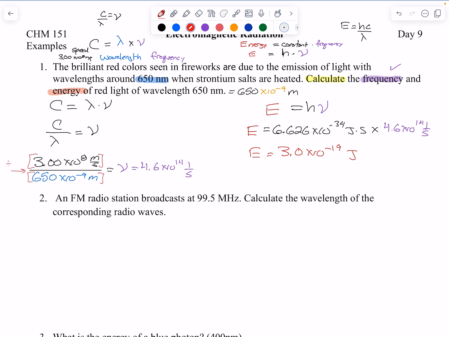I can be lazy with the calculator. I don't know if you can be or not. My calculator, if I just do the first calculation of frequency over here, I get more numbers in my calculator than 4.6. I just leave it there.